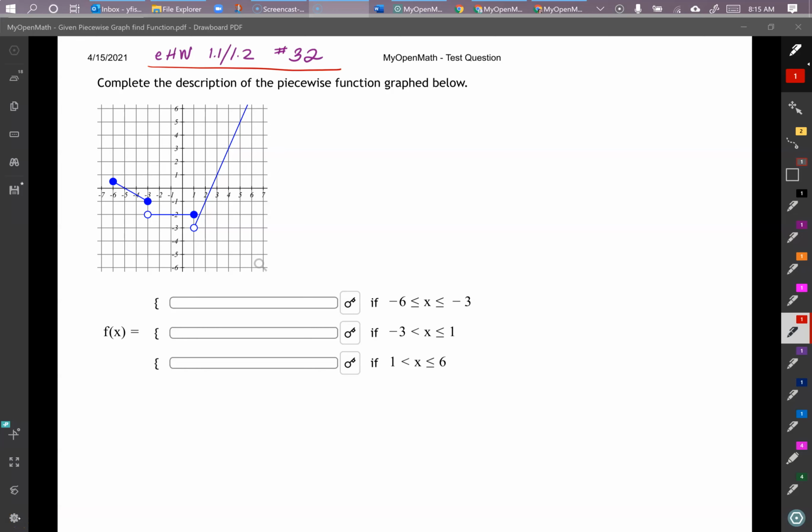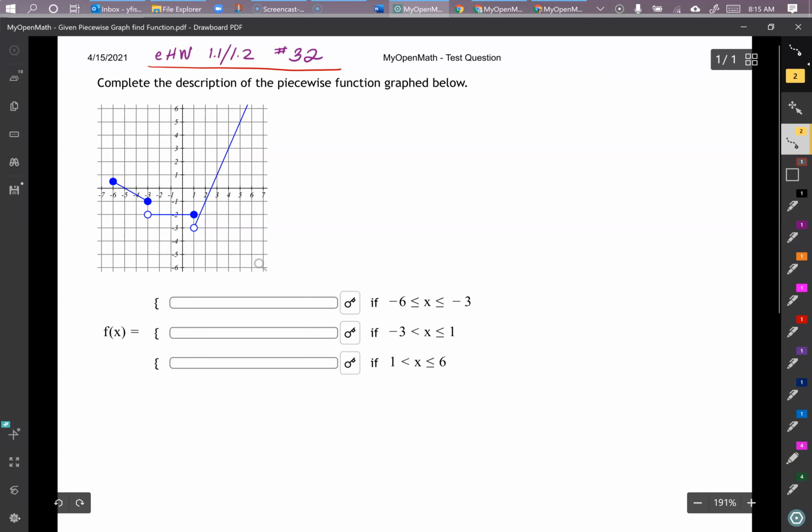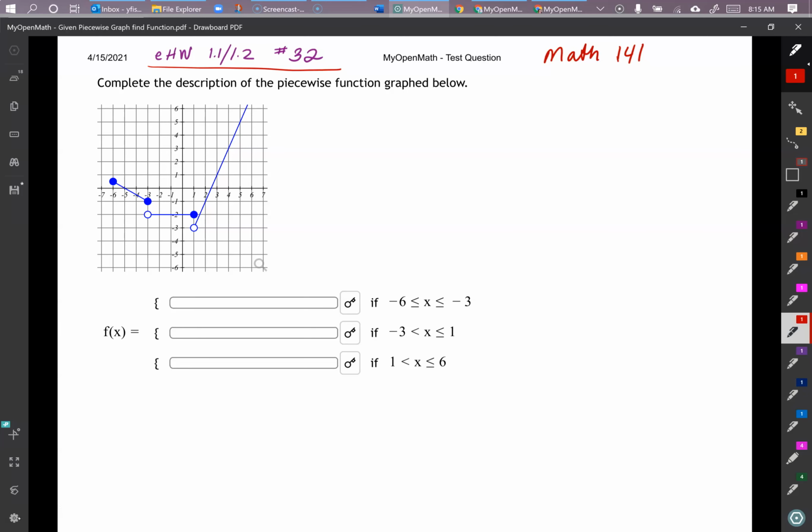In this video, I'm going to go over electronic homework 1.1 and 1.2, number 32. This is for Math 141. So you might have a similar problem to this, but this is a piecewise function. It could look a little different depending on which regeneration you're on for your specific problem.